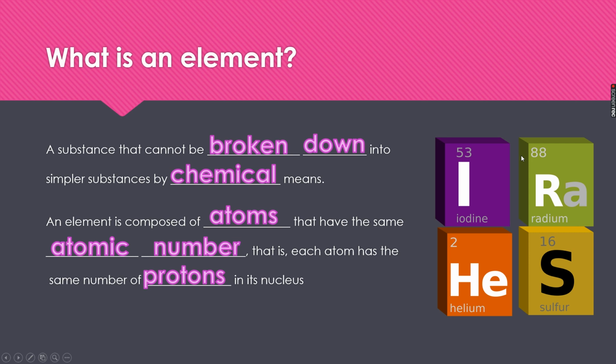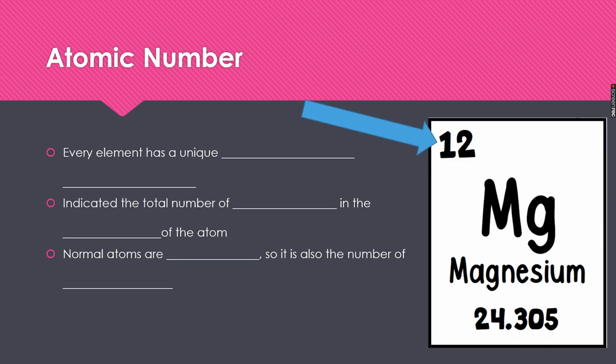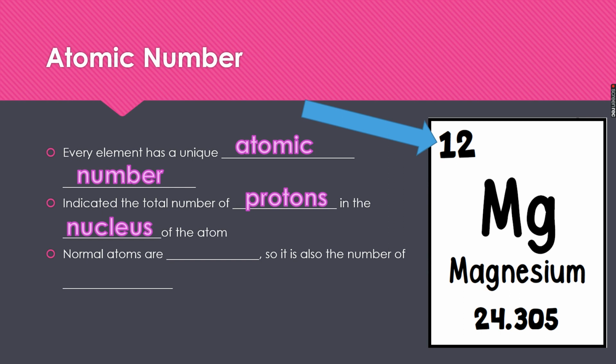Now, on the periodic square, you're going to find the atomic number right here, okay? It's always the number at the top of your periodic square. And the atomic number tells you how many protons are found in that particular atom. Okay, so every element has a unique atomic number. They're numbered 1 through 118. And the atomic number tells us how many protons are in the nucleus of an atom. So if we look at this magnesium periodic square right here, 12 is the top number, that's my atomic number, and it tells me that magnesium is going to have 12 protons in its nucleus.